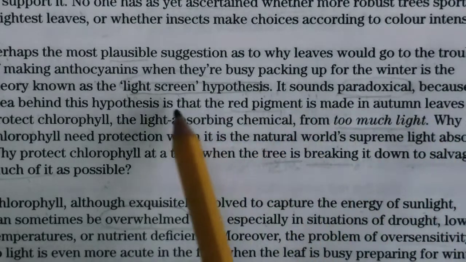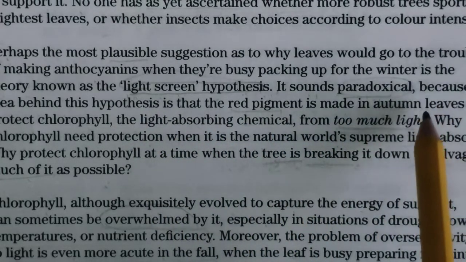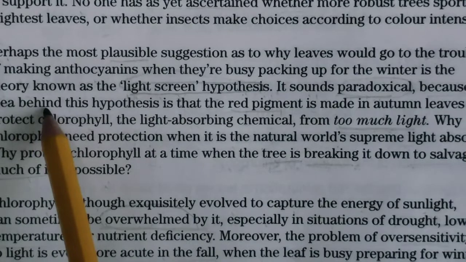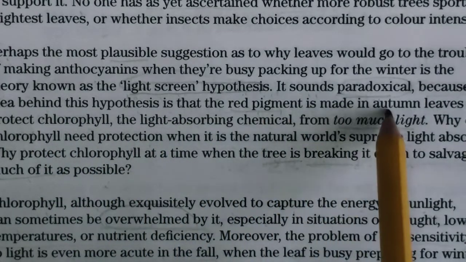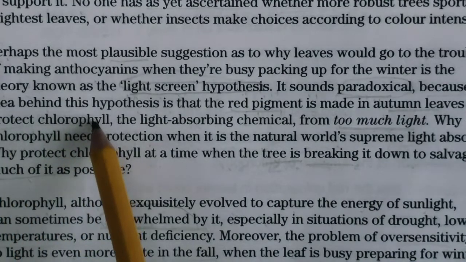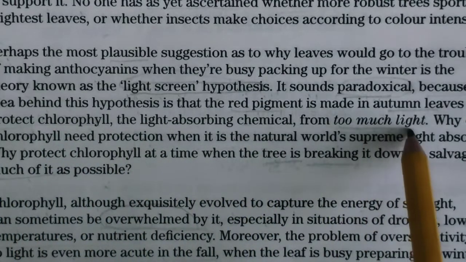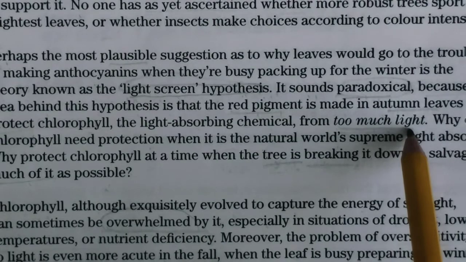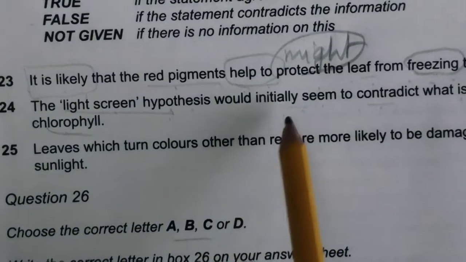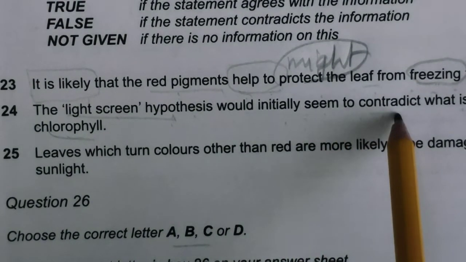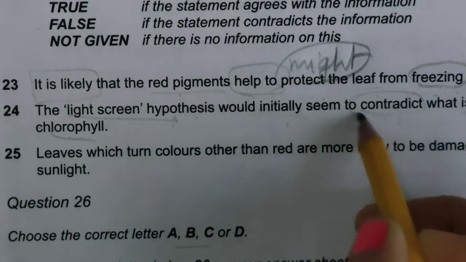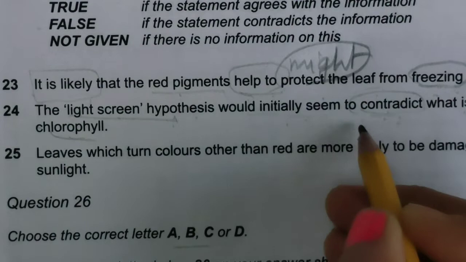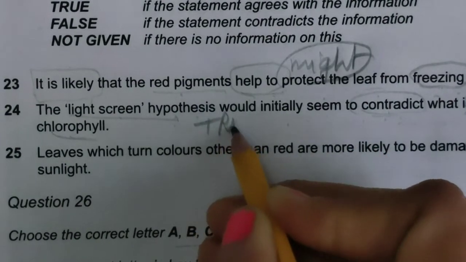You can just read two or three lines again, the full sentence, because the idea behind this hypothesis is that the red pigment is made in autumn leaves to protect chlorophyll, the light absorbing chemical, from too much light. So what the statement is saying, would initially seem to contradict. So this is true. Paradoxical here means contradict.